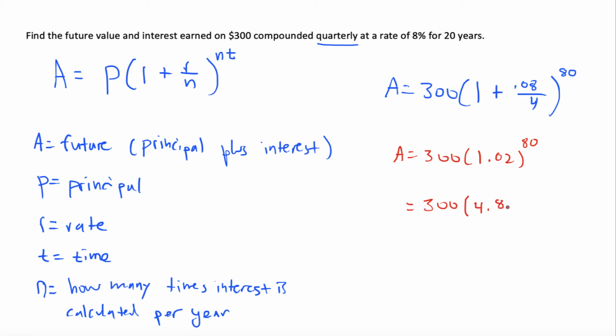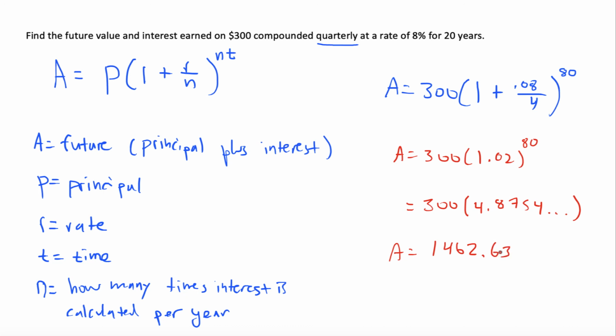Now, you should get something like 4.8754, and it keeps going on. Remember, don't round this. Just leave it in your calculator. And then finally, we can multiply this by 300, and that'll give us $1,462. And now, I will round this, and it's going to be rounded to 63 cents.